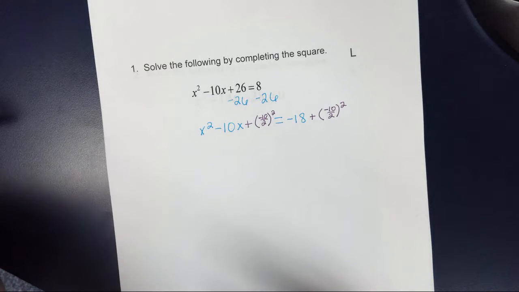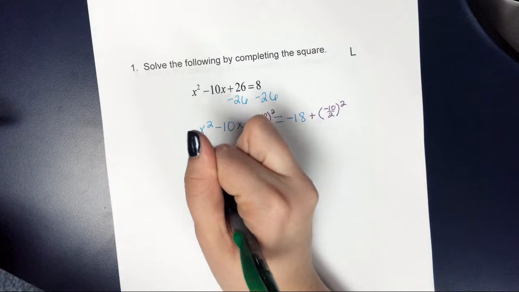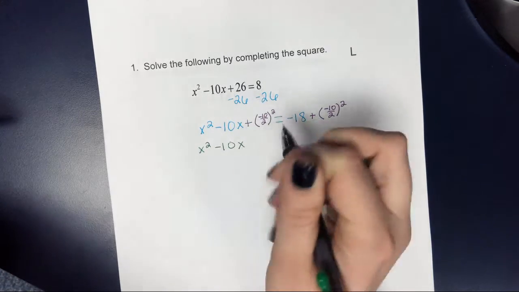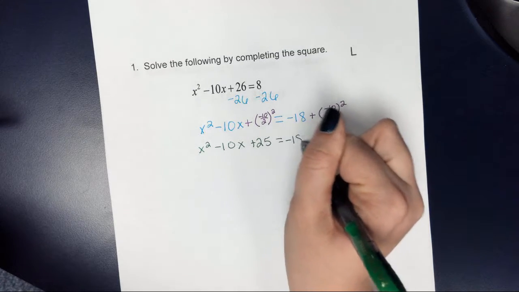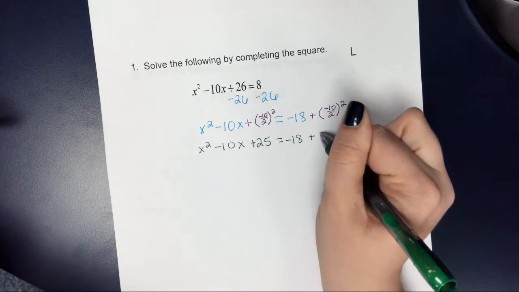After we do that, we now want to look at factoring that expression as a perfect square. So remember I showed you a shortcut. We're going to multiply this out. We're going to simplify. So x squared minus 10x plus 25 equals negative 18 plus 25.